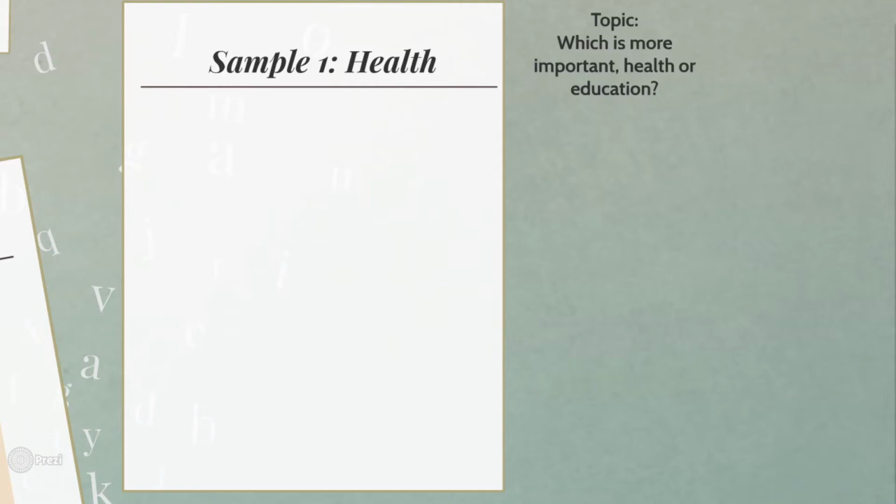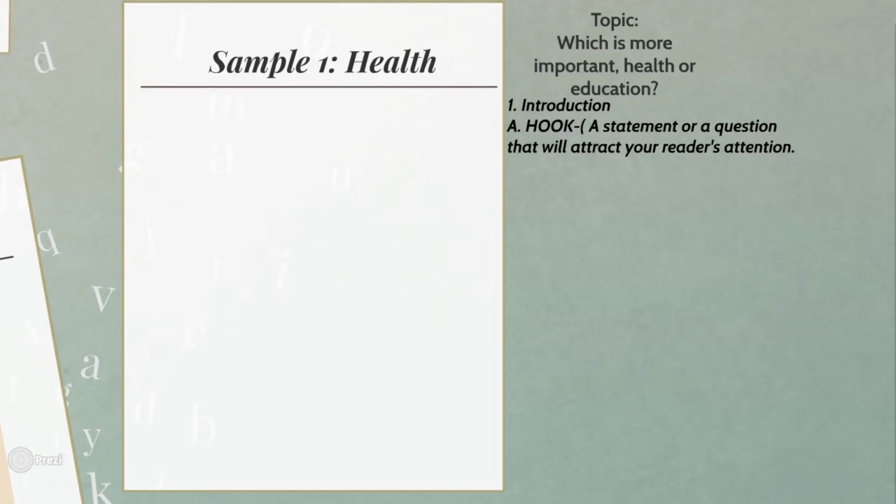All right, remember the parts again. Introduction, letter A. So hook, you're going to make a statement or a question that will attract your reader's attention. So here, I will give you a question. Do you know the saying, health is wealth? So that's the first sentence, and that's the first step in writing an opinion essay. You should ask a question or you should make a strong statement in the first sentence. So here, there's a question.